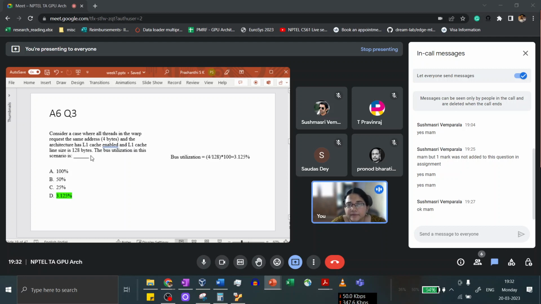Again, it's a very similar problem. So consider a case where all threads in the warp request the same 4-byte address and the architecture has L1 cache enabled and L1 cache line size is 128 bytes. In this scenario, the bus utilization is, right? So now you have 4 bytes that are being requested. So the numerator is 4 and that would be in one cache line. So total cache line size requested is just 128 and then into 100. That gives you 3.125. Is this clear?